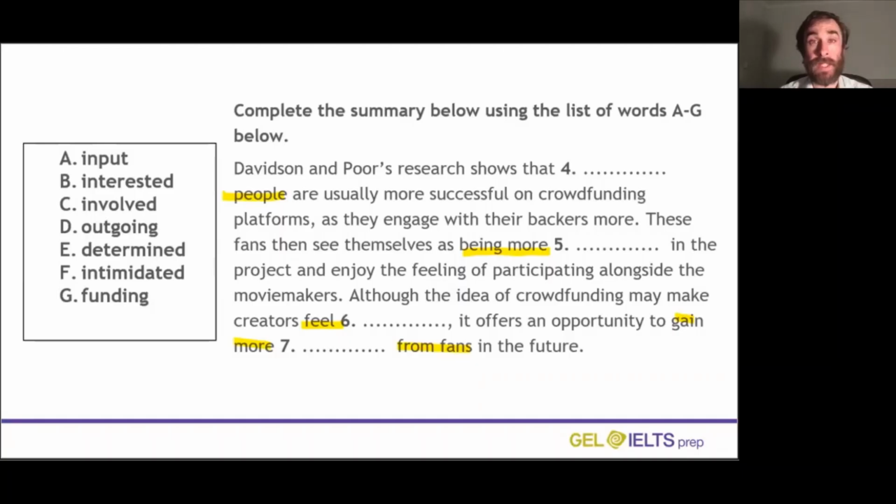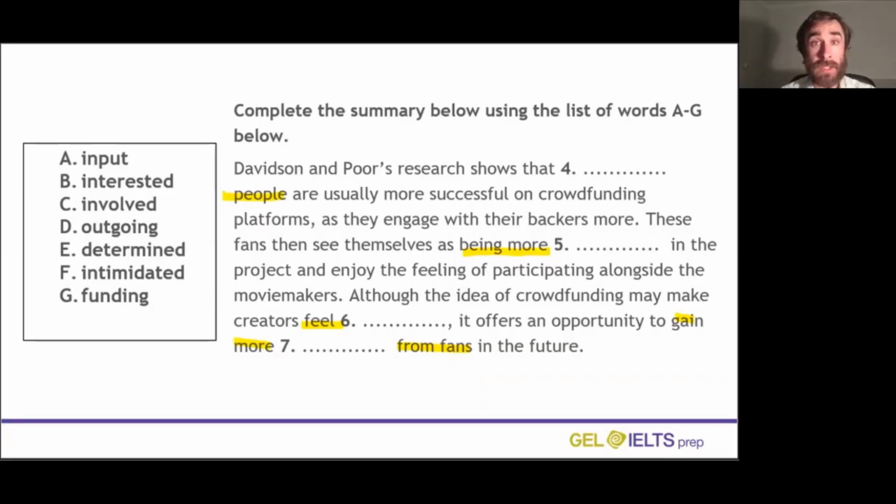Question 7 will definitely have a noun for the answer. Gain more something from fans. So especially that from fans suggests that they're going to get something from their fans. Now it's got to be a thing, a noun. 4 comes before people, which suggests it's going to be an adjective that describes those people. 5, we have more, just like in question 7, but here the verb is be, to be more, it's going to be an adjective. Number 6, feel, well, adjectives of emotion often come after feel. So we know that questions 4, 5, and 6 will all be adjectives.